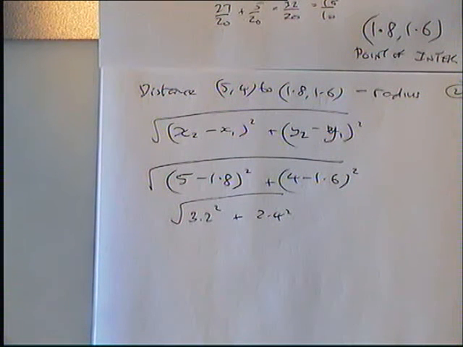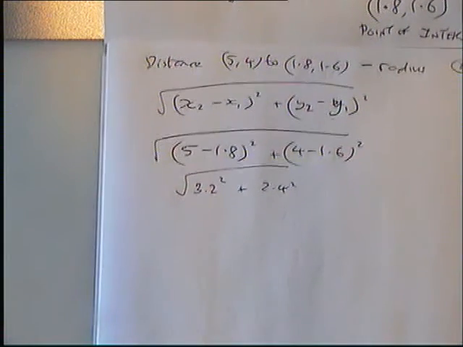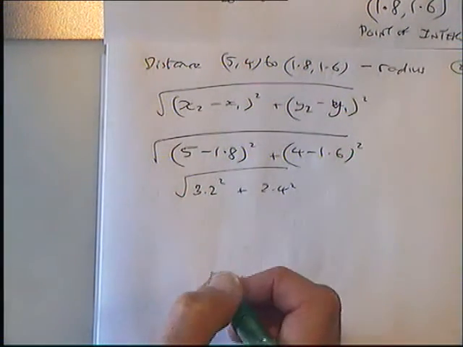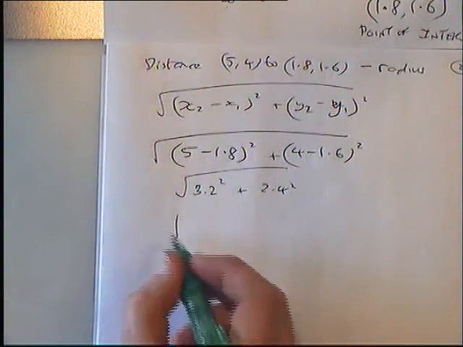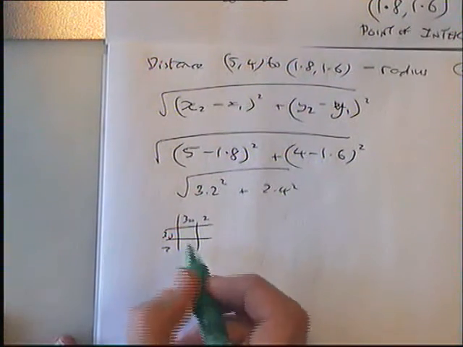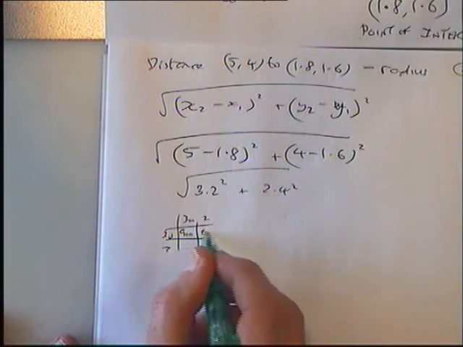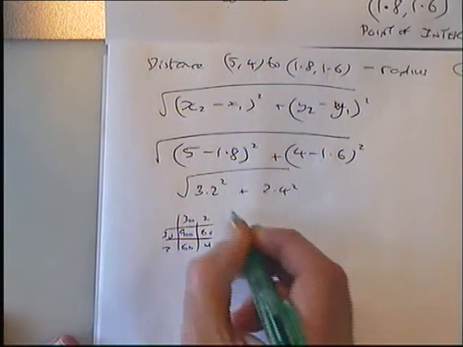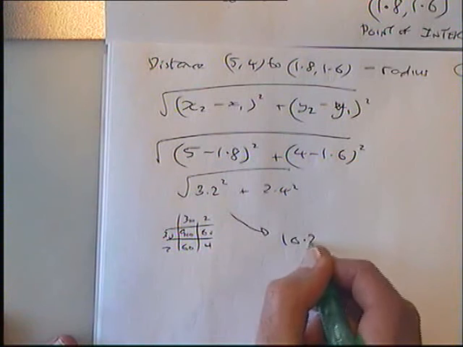Has anybody already done it on a calculator? It's a non-calculator paper, isn't it? You've got to be able to do it without that. First, you've got to be able to do simple things like 3.2 squared without a calculator. 32 times by 32. 30 times 32 is 960, plus 64 makes 1024. So 10.24.